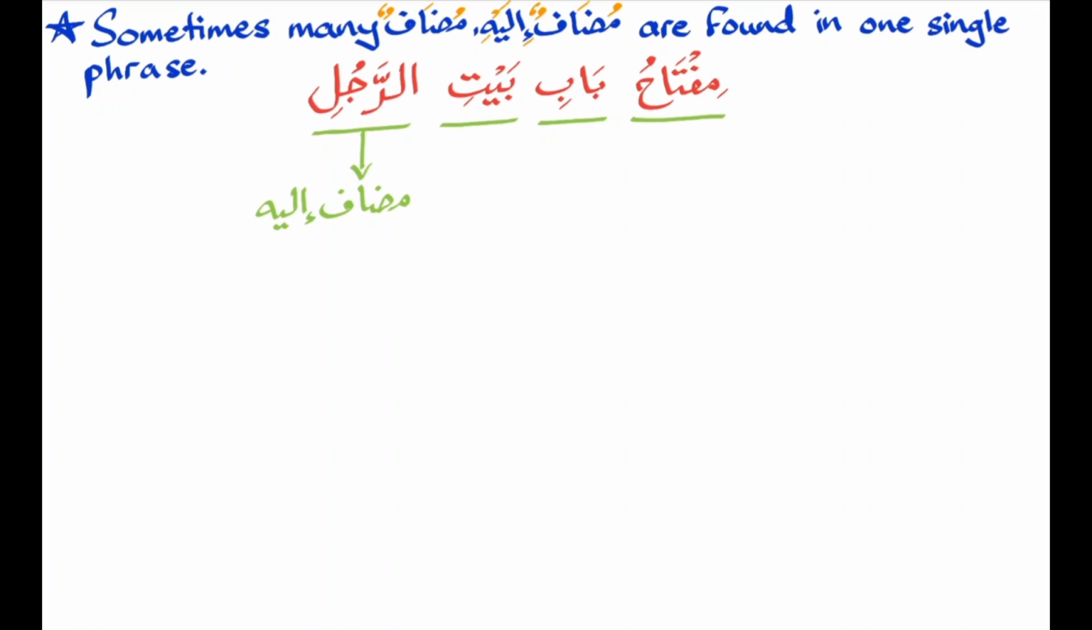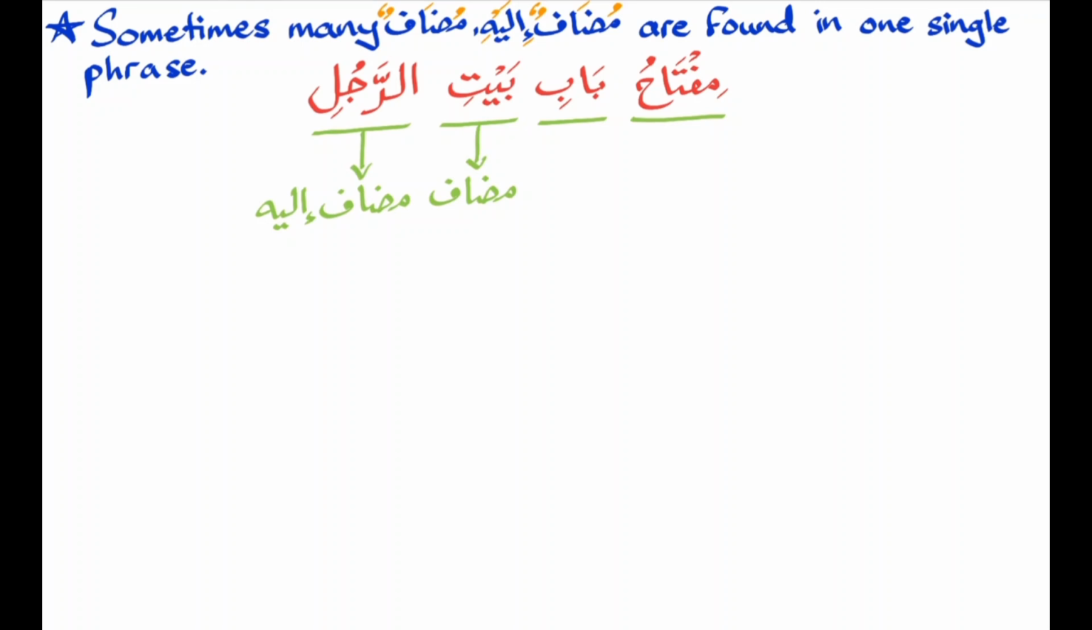Bayt, on the other hand, is also a mudaf ilayh of the word bab, but right now we are going from the back. We're starting from the back. So we're going to look at bayt in relation to ar-rajul. Bayt in relation to ar-rajul is a mudaf because it's the object being possessed by ar-rajul. So bayt for right now is going to be termed as mudaf.